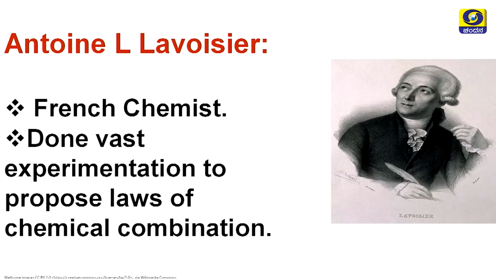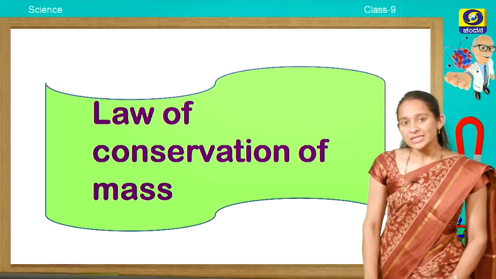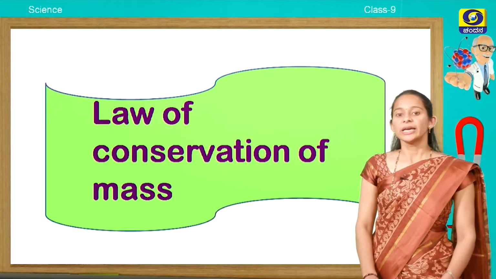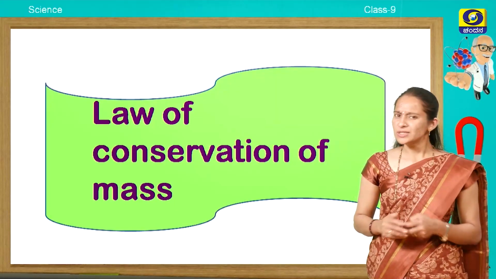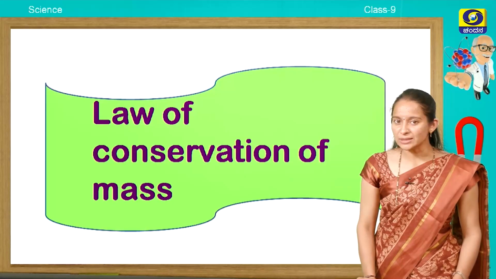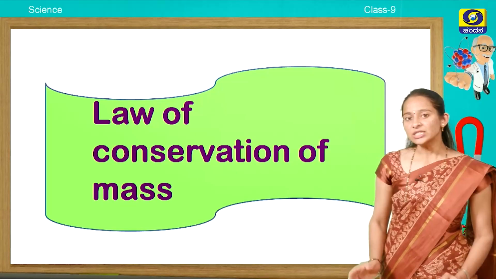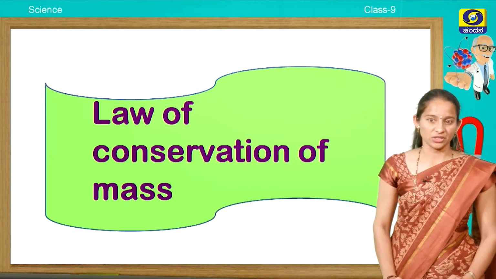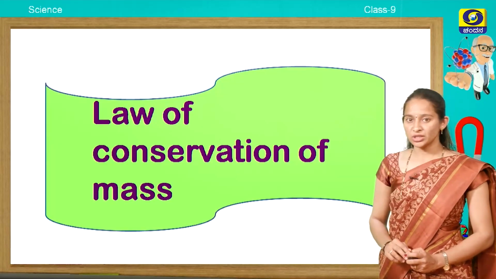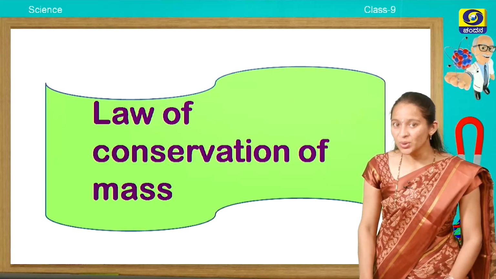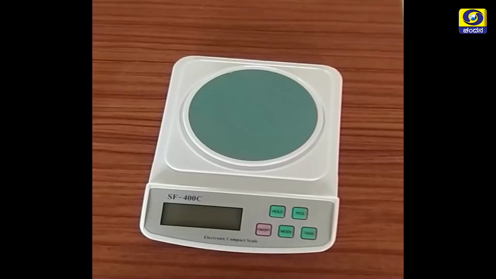Let us now know what those laws of chemical combination are. The first law of chemical combination is the law of conservation of mass. What is this law of conservation of mass? To know about it, let us do a simple activity. Here, a video of the activity is given to you. Please watch the video and try to understand the law of conservation of mass.